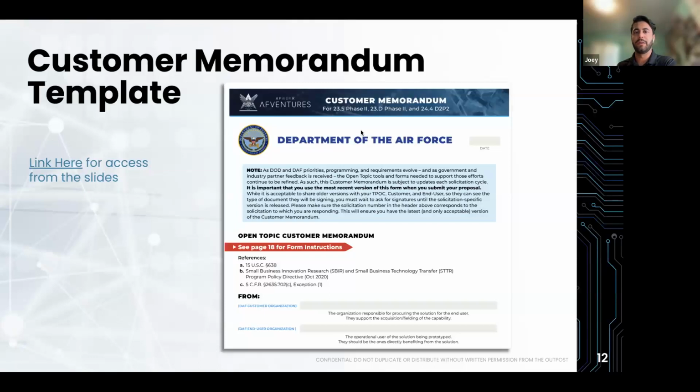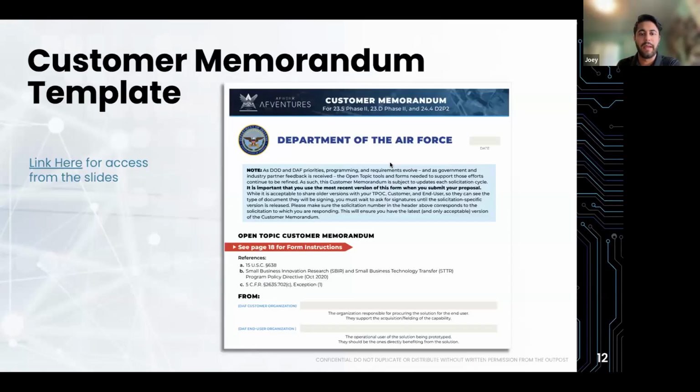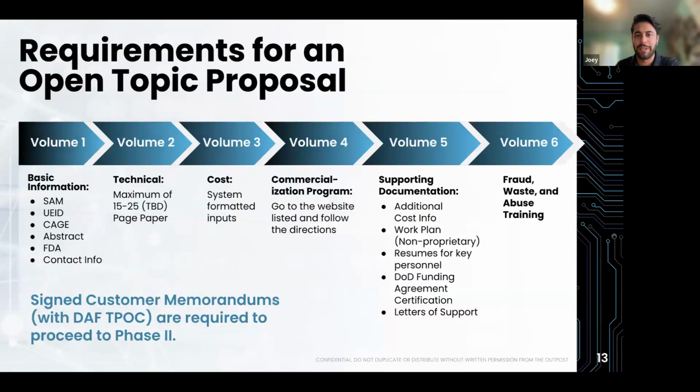And the other key thing to look for is you want to be sure that you are submitting the right customer memorandum form. So this is the latest screenshot of the latest version. And you can see it's linked here for easy access for when we send out the slides afterwards. And you want to make sure it's using this 24.4 direct to phase 2 version. So if you have any questions on that, happy to hop into the Q&A and help answer that.